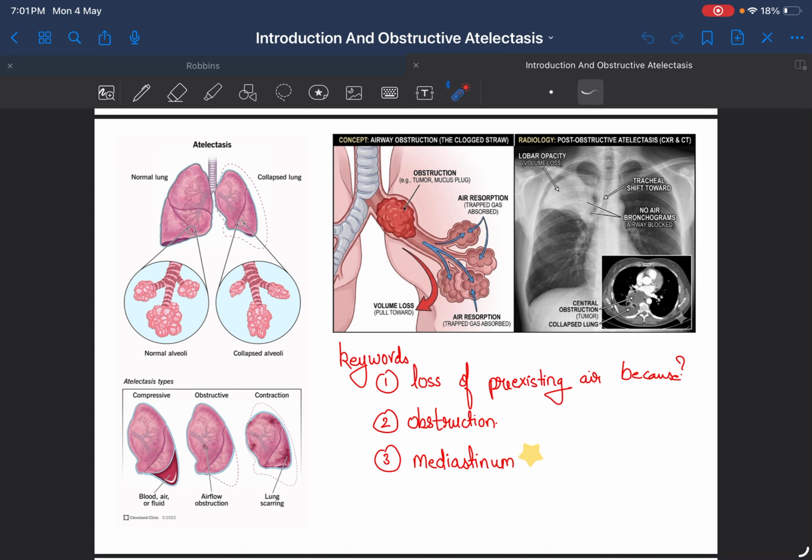So, as you can see in this picture, when there is a foreign body obstruction, such as a tumor or mucus plug, it would lead to volume loss because there is no air passing into it. So, airway obstruction causes the loss of pre-existing air. Now, this is because of the obstruction.